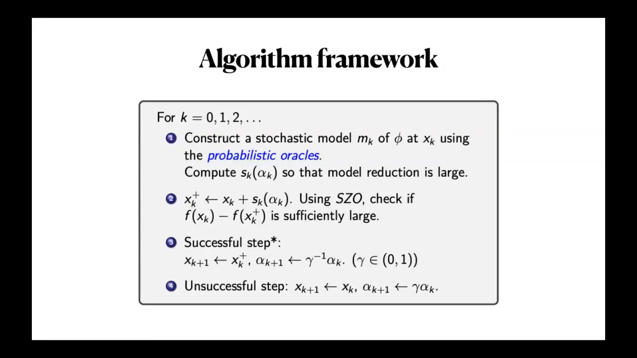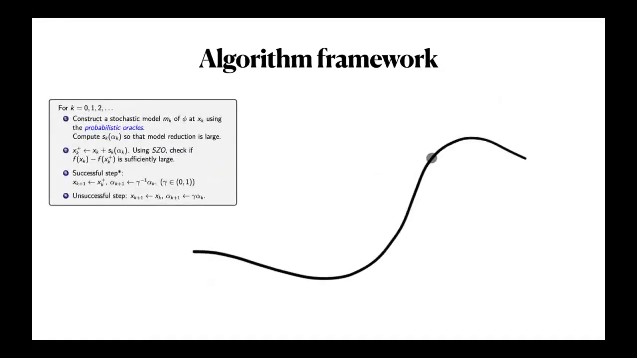So here is our algorithm framework. Let's also illustrate this. Basically, I'm currently at this point. First, I construct a stochastic model using the probabilistic oracles I have, for example my probabilistic first order oracle. So this is essentially the right local model to have at this point. But we know that 30% of the time, our first order oracle or gradient estimate can be totally wrong. So it's possible that the oracle will give me a wrong gradient estimate that makes me construct a model that is totally wrong. So for example, like this.